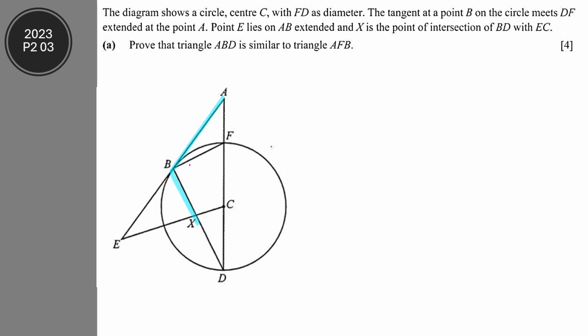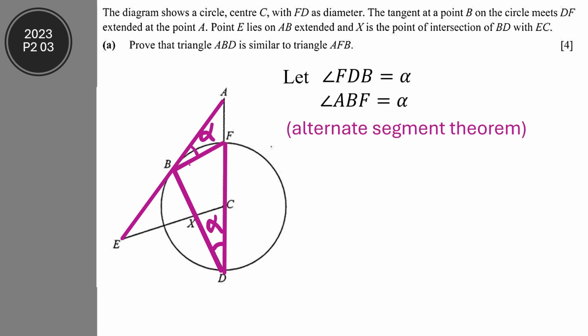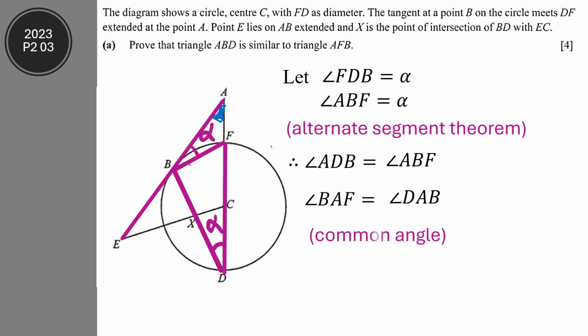All right, so we need to prove that the 2 triangles, the one highlighted in blue and the one highlighted in yellow, are similar. Let's use the alternate segment theorem first. As I've explained earlier, we let the angle be alpha, and therefore ABF will also be alpha using the alternate segment theorem. Then the second thing is that you will see the angle ADB is equal to ABF. Why is that so? Correct, that is the angle that can be found in both triangles, in triangle ABD and also in AFB. So it's called the common angle.